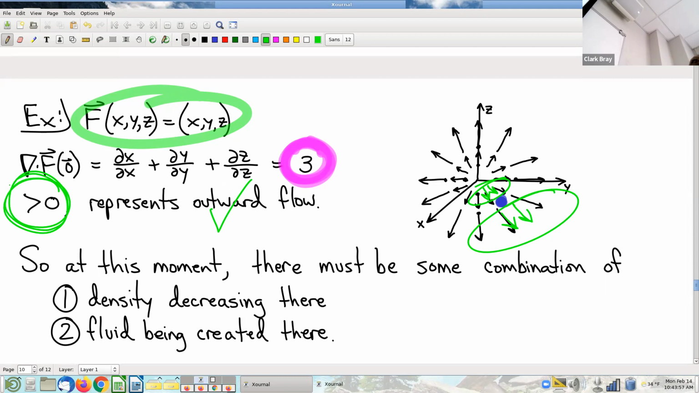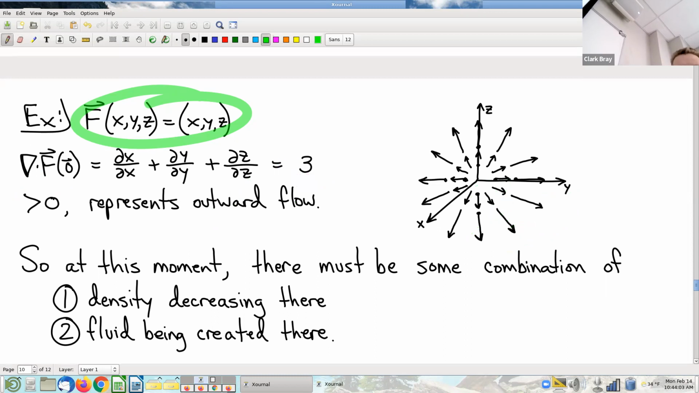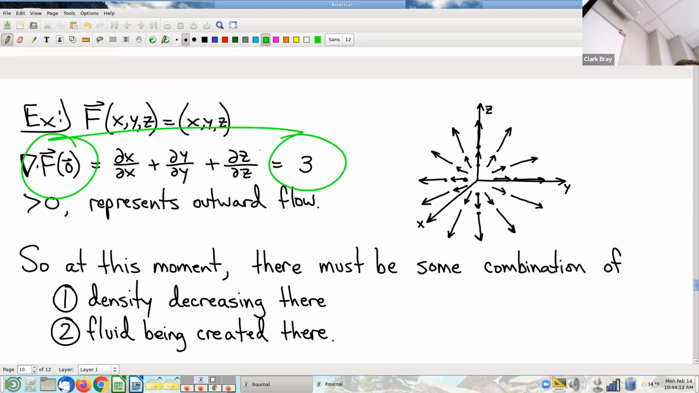Yes? Would the divergence always be 3? Yeah, that's the weird thing about it, is that even though the field looks very different at all these different points, this particular vector field, as it happens, the divergence is constant. And that's just how this particular field happens to end up. Anybody else?